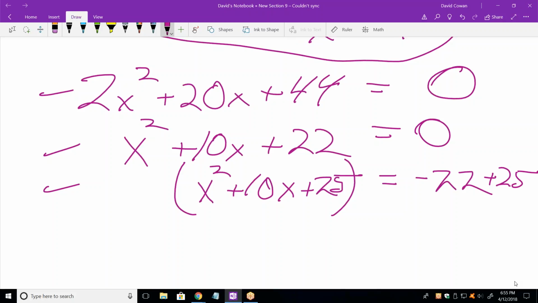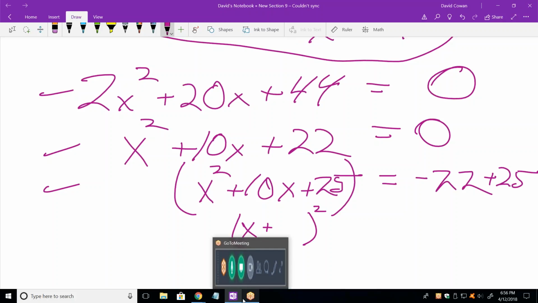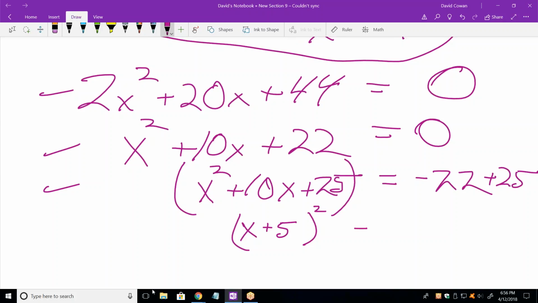Now rewrite this as a square. That would be x plus 5 squared, quantity, equals 3. Yeah. Now keep going. Hold on. It would be x plus 5 squared equals 3.